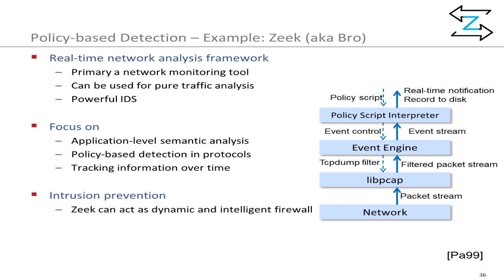The architecture works like this. Here in the lowest part you have your packet stream. These are really network packets that are mirrored from a switch or a router. Then PCAP is basically a library that is able to parse this network information. You then receive this filtered packet stream in your event engine, and this is basically the core part of Zeek. That's an engine that continuously generates events.